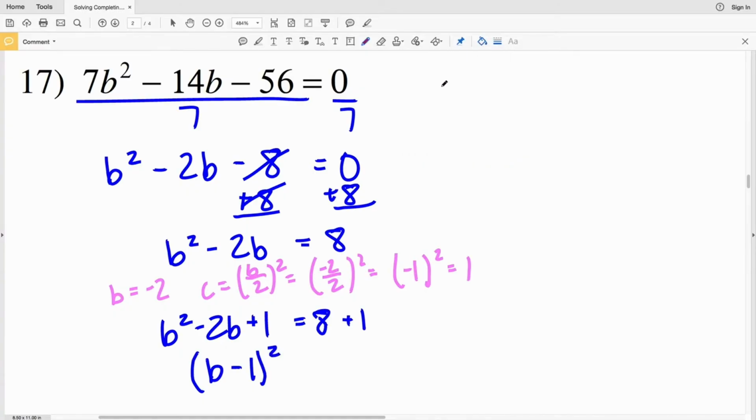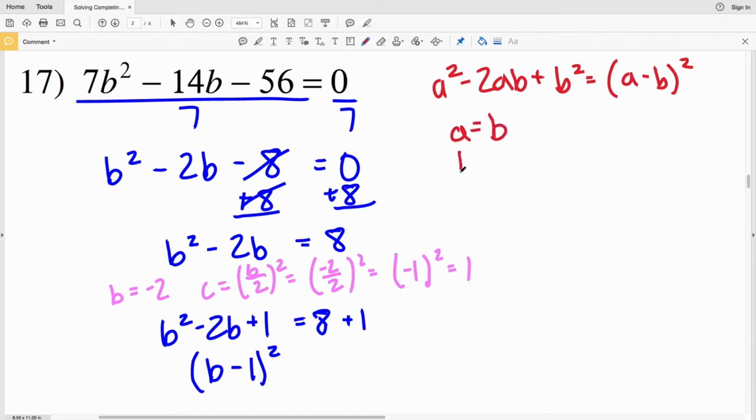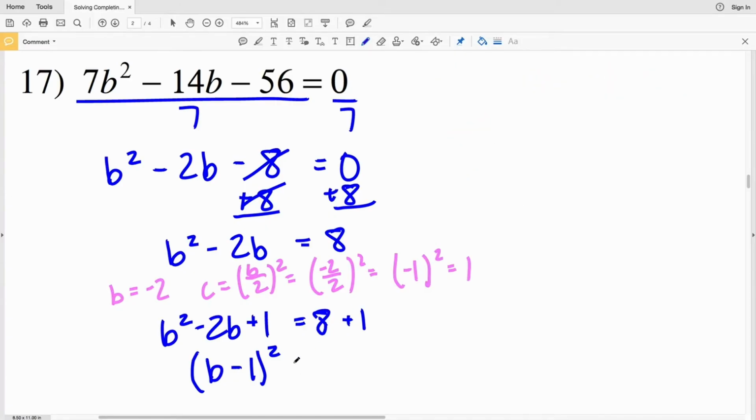So again, what I'm doing, that's in the form of a squared minus 2ab plus b squared, which I can rewrite as a minus b squared. However, in this equation, my a value is equivalent to b, and my b value in the formula is equal to a positive 1. So this b represents the b in my equation, and this b represents the b in my formula. So I'll have b minus 1 squared equals 8 plus 1, which is 9.